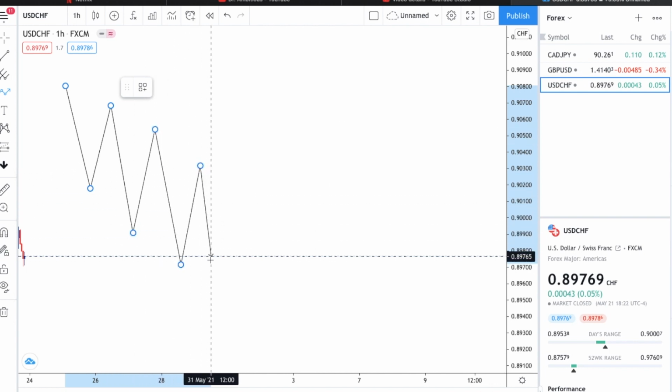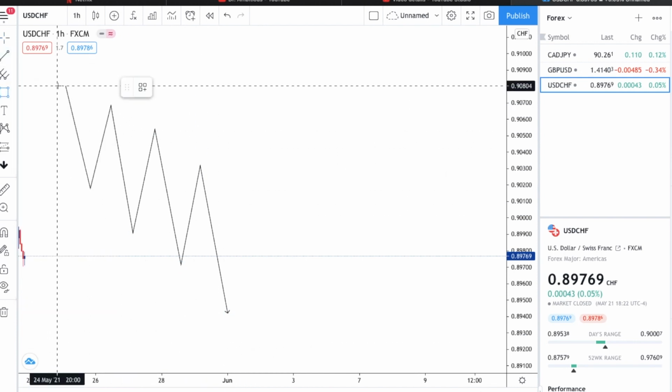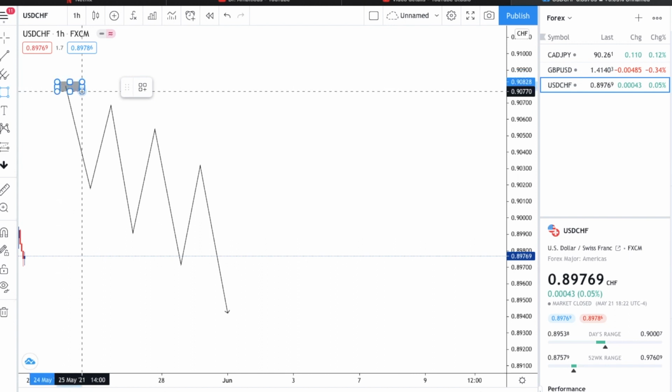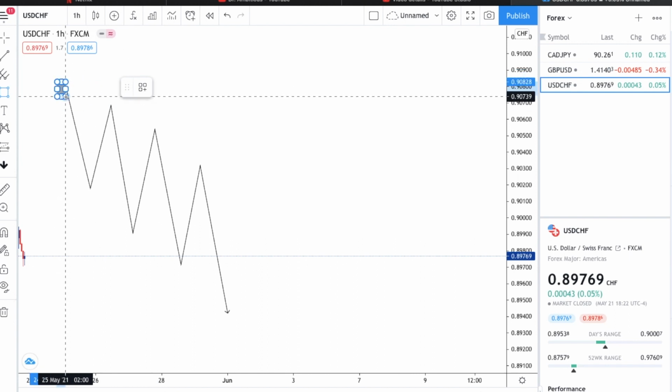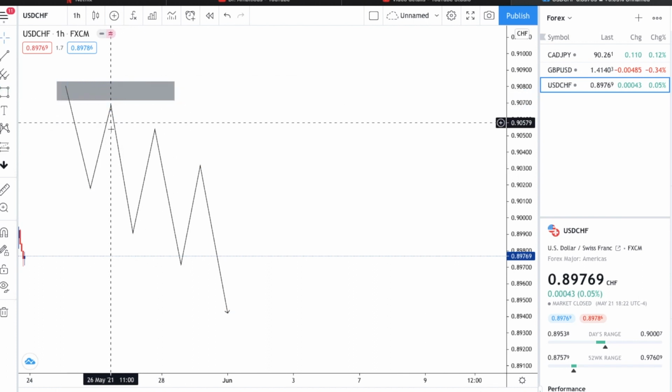Yep, I think I got it. So I have my lower lows and my lower highs here, and this over here is an example. I will show you guys what it looks like on real candlesticks, but right here we are drawing a rectangle around the last bull candle before the market starts dropping.